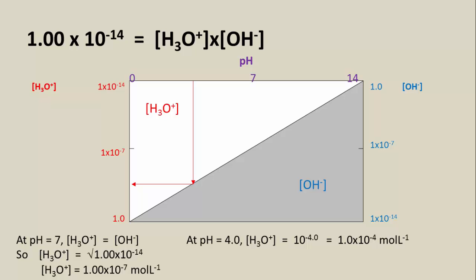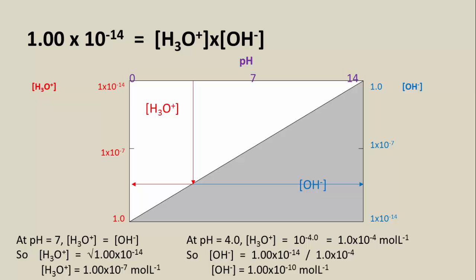What will happen to the concentration of hydroxide? Well, it will have to go down significantly in order to keep the value of the equilibrium constant the same. We can calculate that using some algebra. So the hydroxide concentration will be 10 to the minus 14 divided by the hydronium concentration, which will give us a value of 1 times 10 to the minus 10 moles per litre.